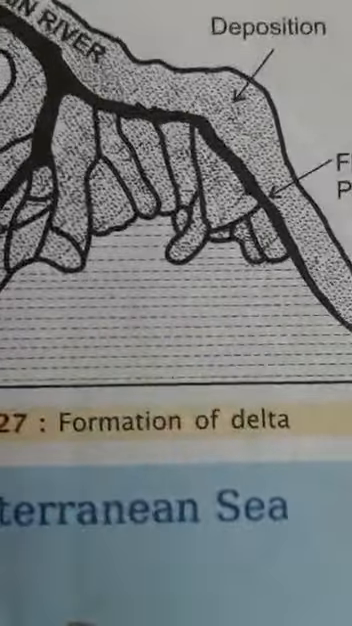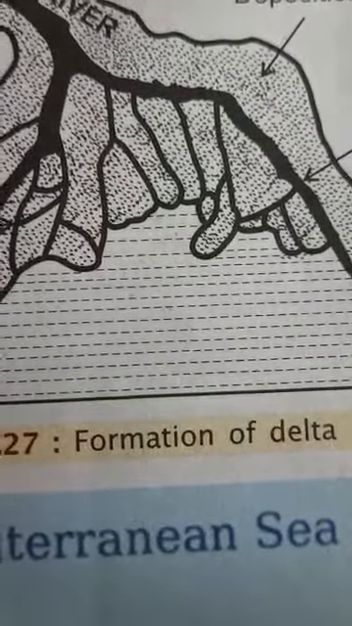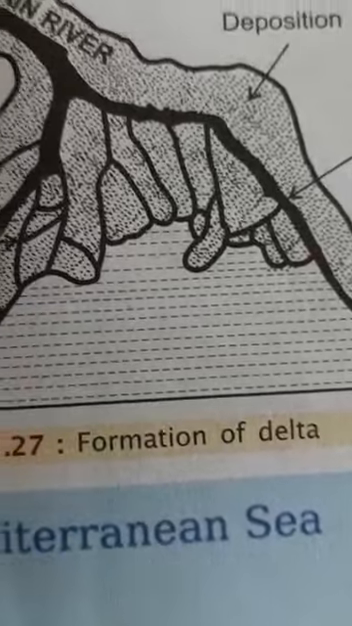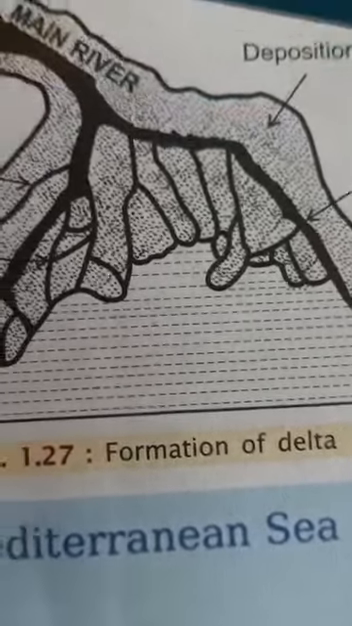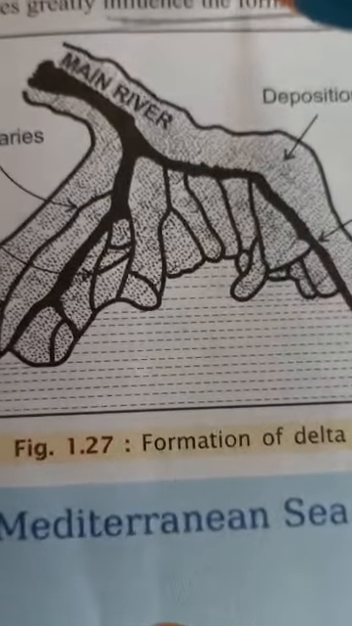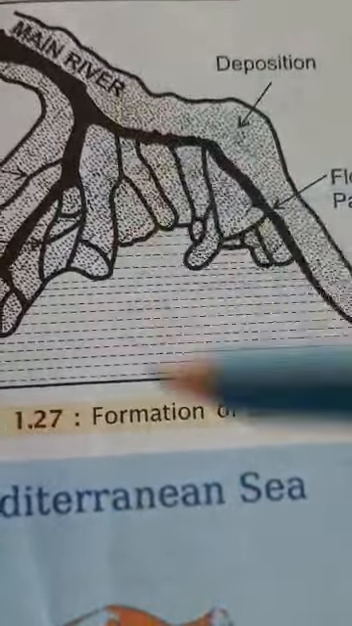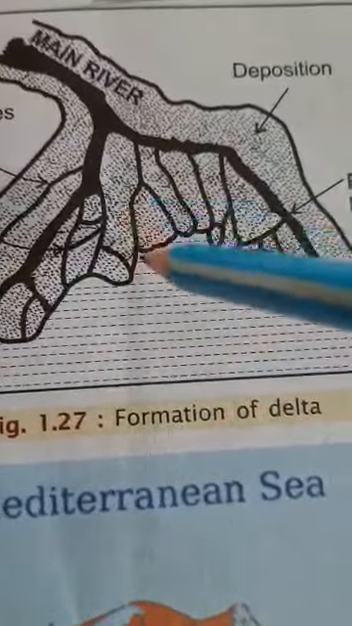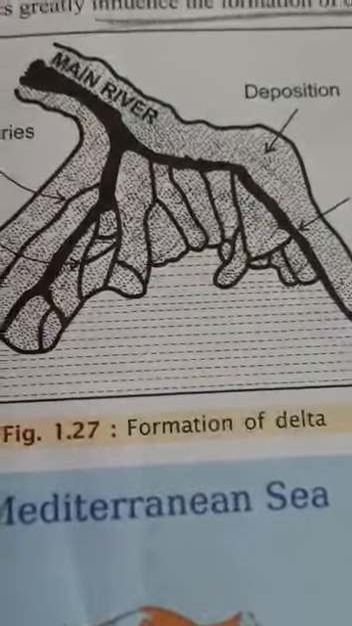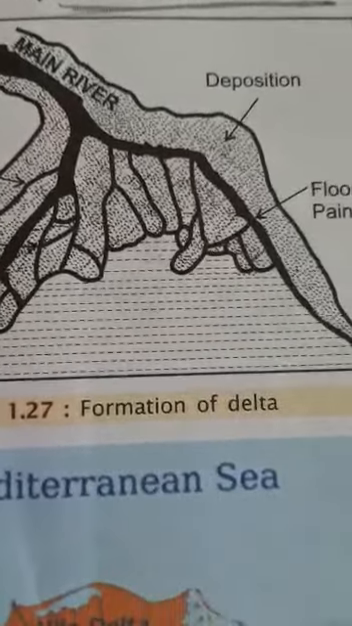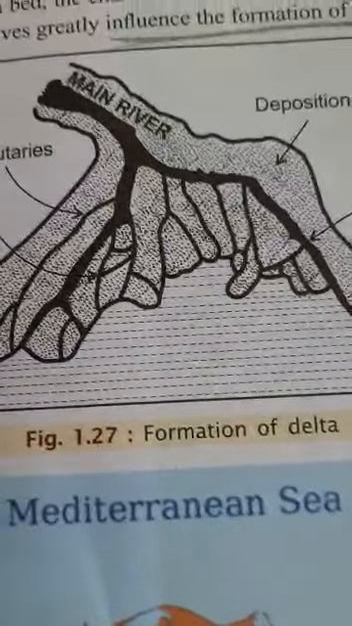There are a number of factors that influence the formation of the deltas. What are these factors? The factors may be the rate of sedimentation, the depth of the river, the seabed, and the character of the tide currents and the waves. These all greatly influence the formation of the deltas. So you can see how the deltas are formed. Sundarban's delta is also an example of a delta.